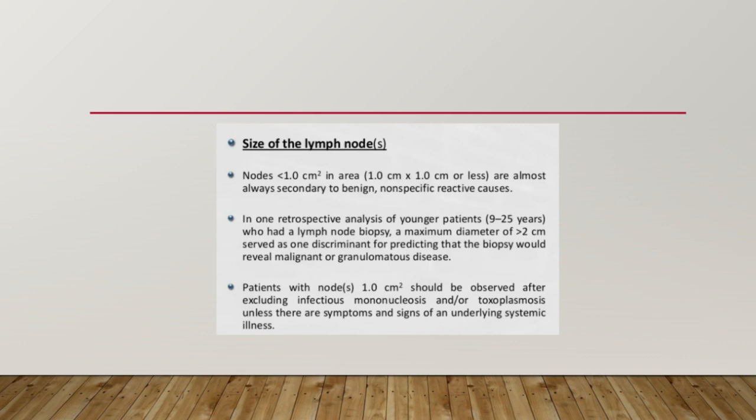Coming to the size of the lymph node. The lymph nodes which are less than 1 centimeter in size are almost always secondary to benign or reactive causes. In many cases, when we have a lymphadenopathy and we do an FNAC, we get the report as a reactive lymphadenitis. So, it can be due to non-specific causes. Patients with nodes of 1 centimeter should be observed for infectious mononucleosis or toxoplasmosis.